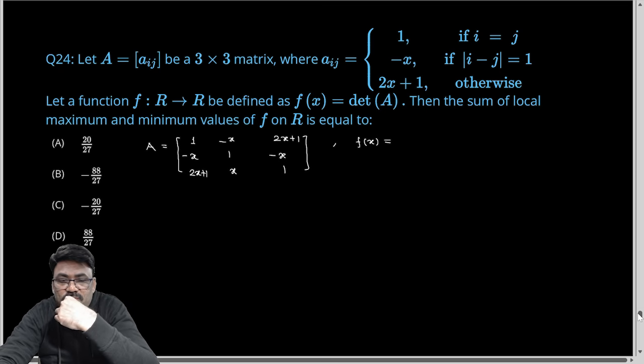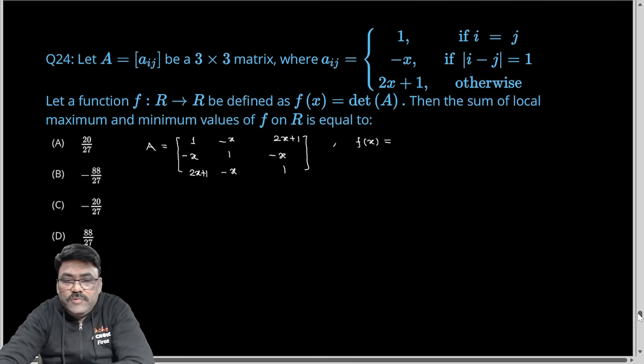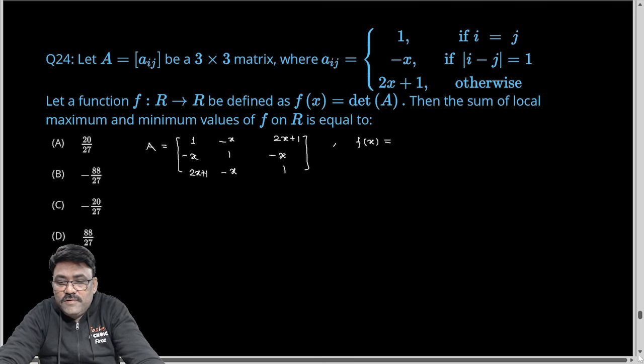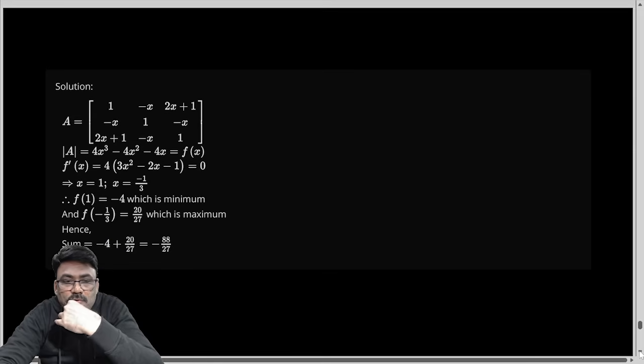A12 will be minus x. A21 will be minus x. One more minus x here. A32 will also be minus x. So if I expand this determinant, let me show you.